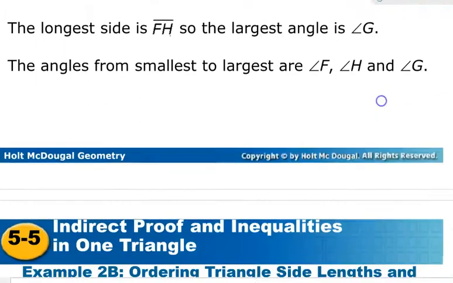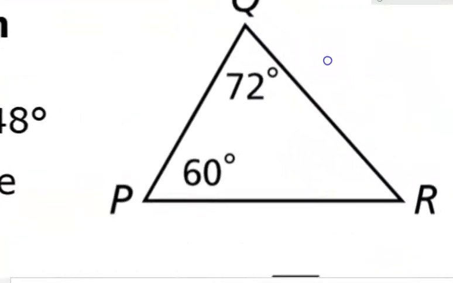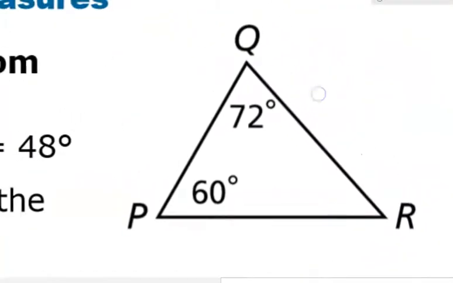We're just writing in order. So now let's do it in order of our sides. Okay, so we got 60, 72, and we're missing an angle. We know the whole thing is 180, so you can do 180 minus these two, and you should get 48, as it says right here. Okay, so find your missing angle, and you might have one similar to this on your test.